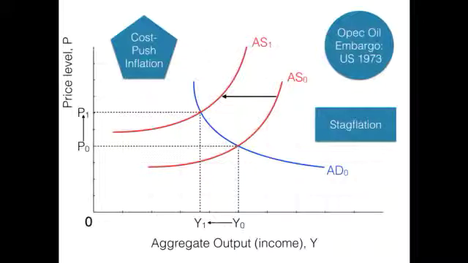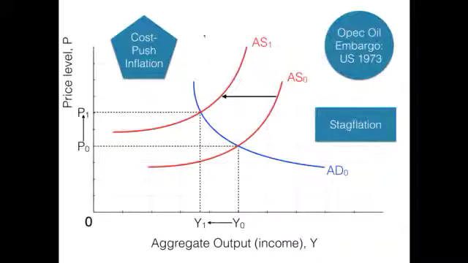The reaction to this was that the aggregate supply curve shifted to the left. This caused inflation. The price level went from P0 to P1, and aggregate output decreased from Y0 to Y1. This is an example of cost push inflation.